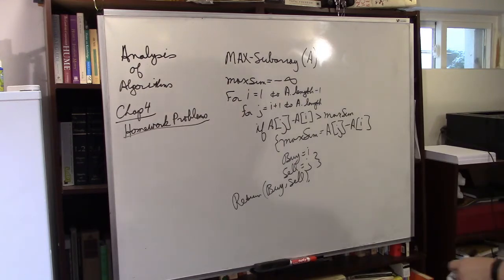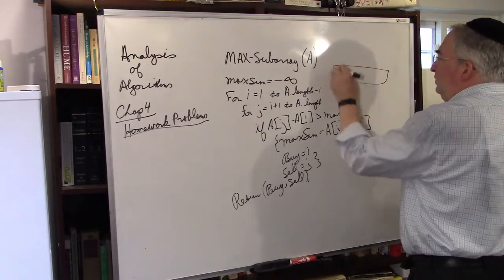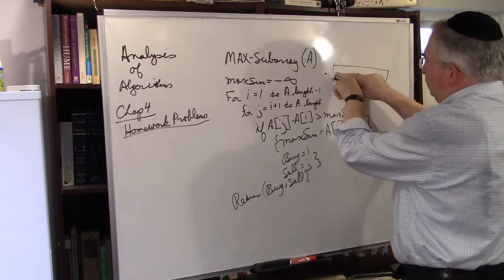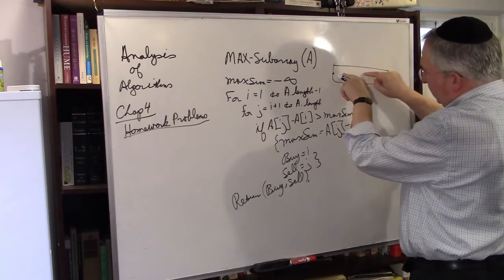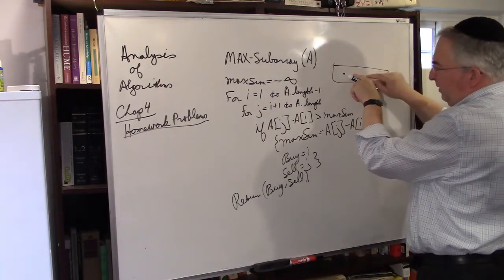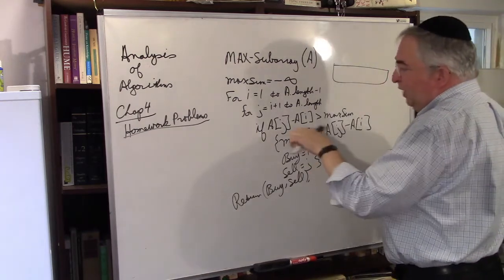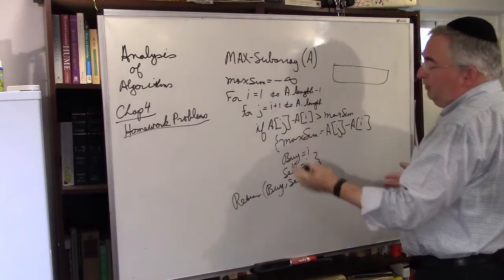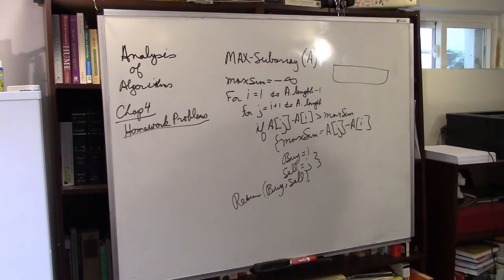Basically, you're going through the array. Here's your I, and you're going to try all possible j's. Then you go to I plus 1, and try all possible j's. Then I plus 1 again, all possible j's. Each time you keep track of what the spread is and look for the maximum spread. So it's a nice algorithm.